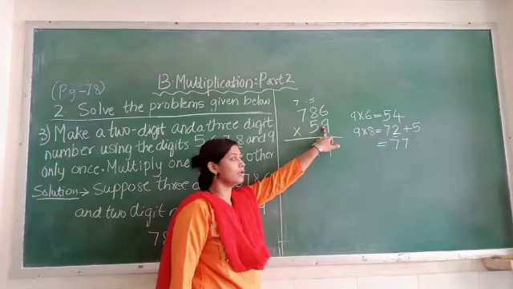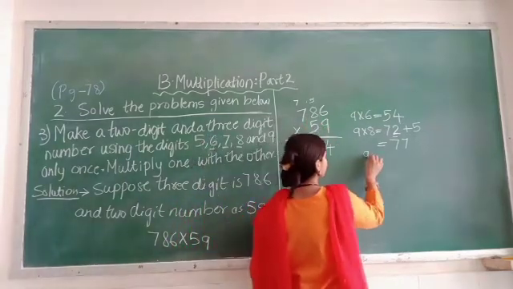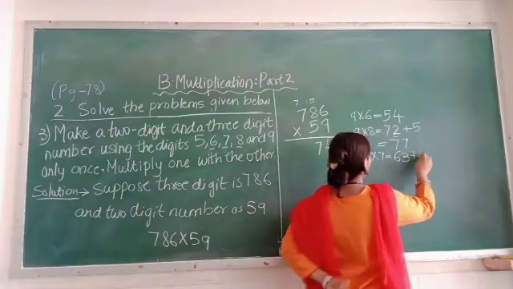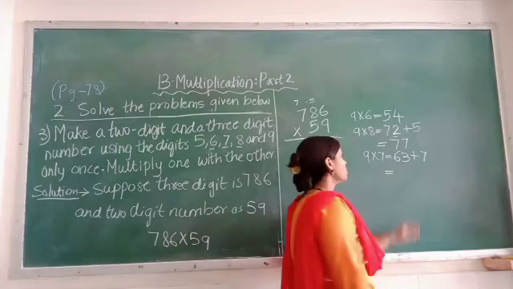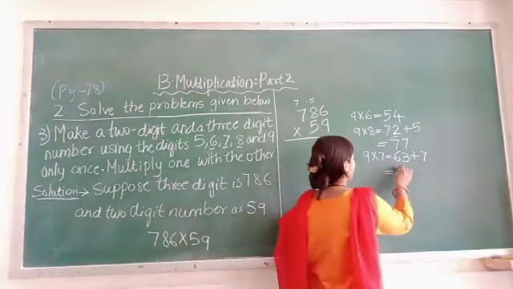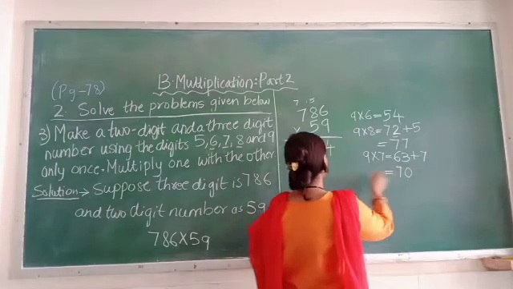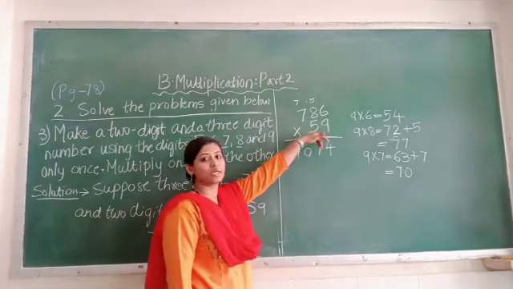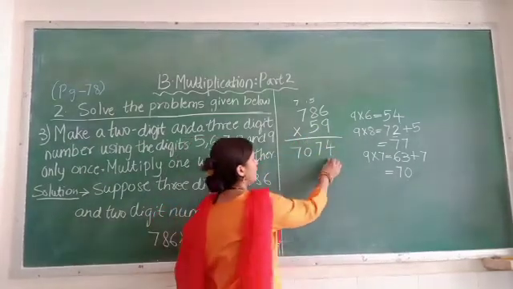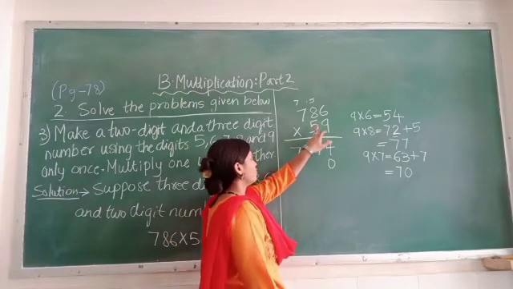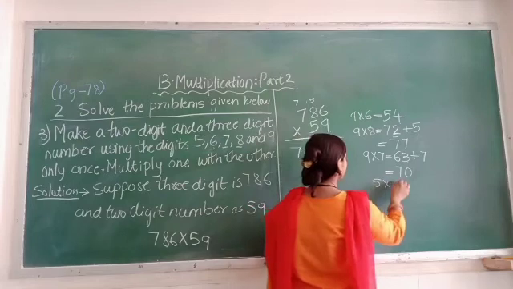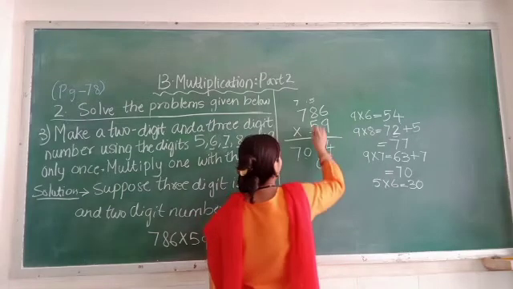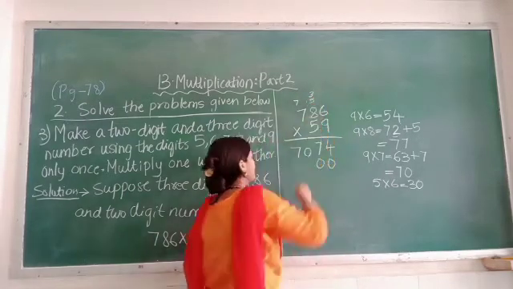Now we will multiply 9 by 7. 9 multiplied by 7 is 63 and this 7 will be added to this 63. 63 plus 7 is how much? 63 plus 7 is 70. So this 70 will be written here. Now whenever we are multiplying by the tens digit, what do we do? First we write 0 and then start multiplying. 5 multiplied by 6 is how much? Is 30. So 0 will be written here and 3 will be carried over.